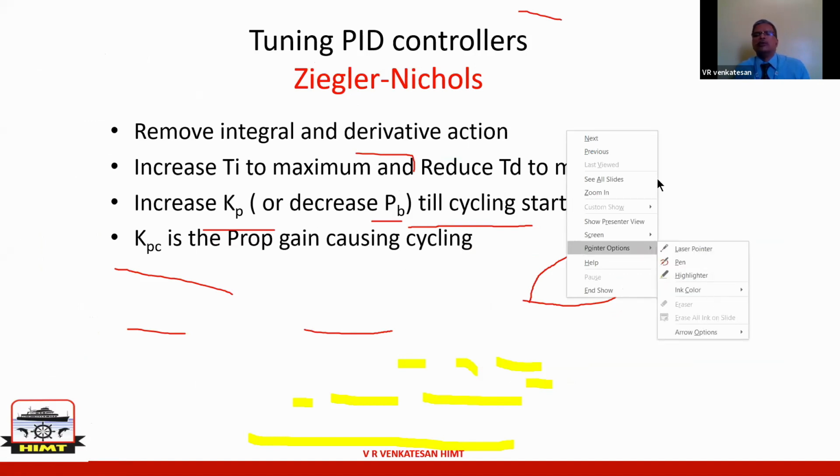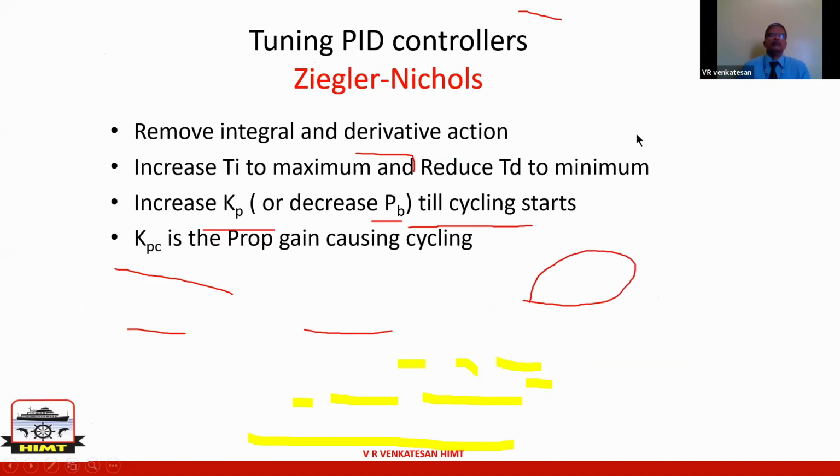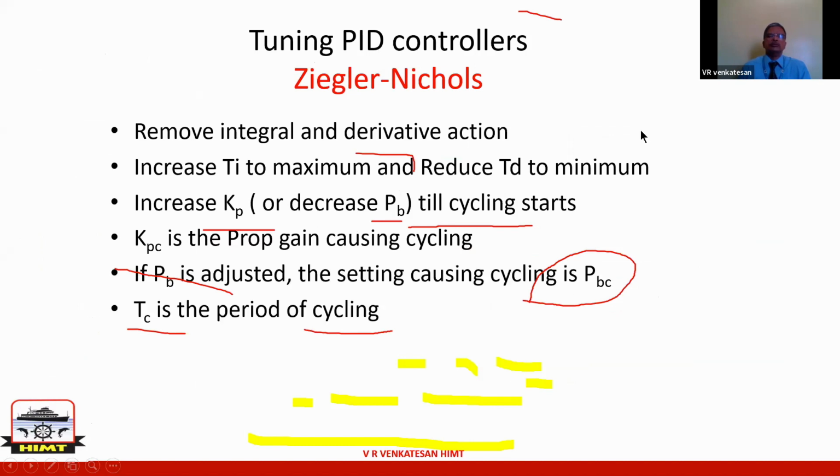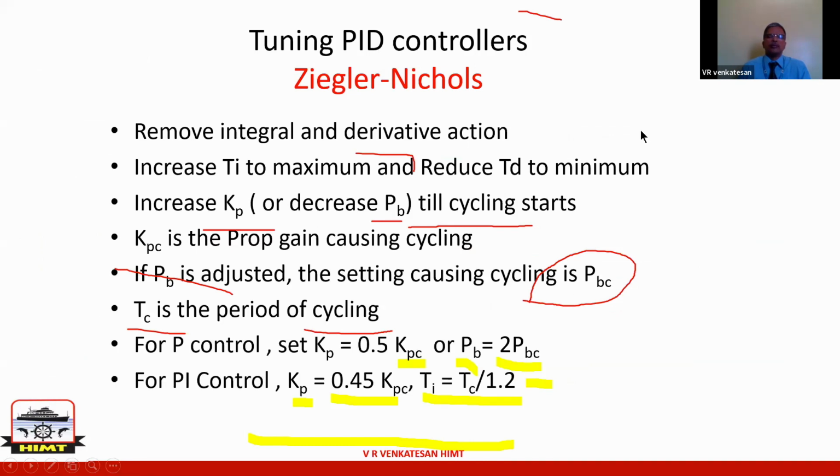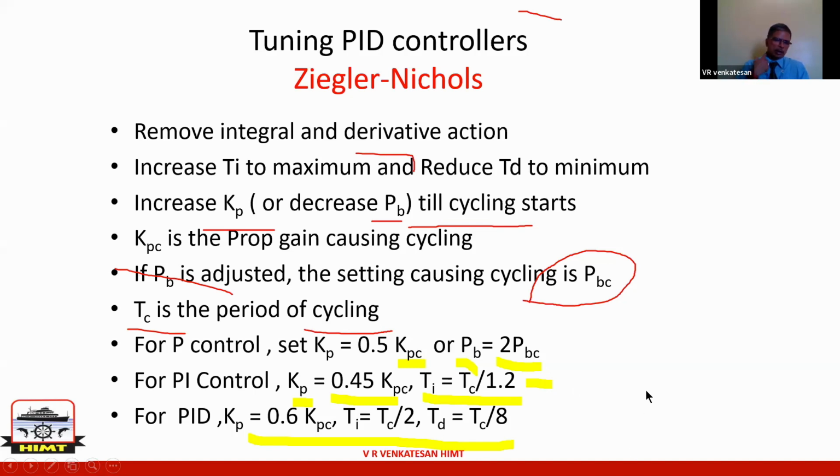I'm just asking about that reset time. You had given that TC by 2, and is that a standard value? Yes. The Ziegler-Nichols method is an empirical method. Empirical means not based on mathematical derivation. This is based on how these PID controllers work in general. So these are the standard values for any type of PID controller. It will work.